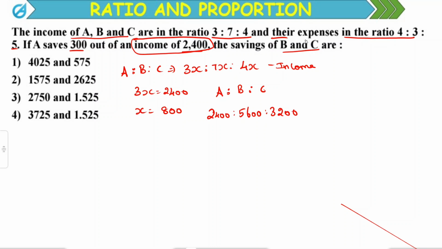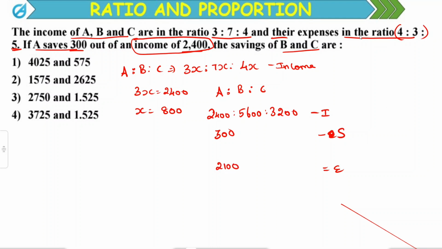Next, this is the income of A, B, and C. What about the expenditure they have given? Expenses are in the ratio 4 is to 3 is to 5, and A saves 300. How will you calculate this expenditure? It will be income minus savings is equal to expenditure. A saves 300, so 2400 minus 300, we will be getting 2100.